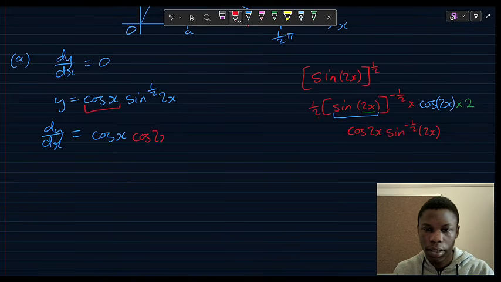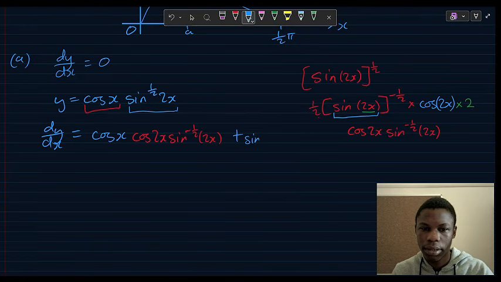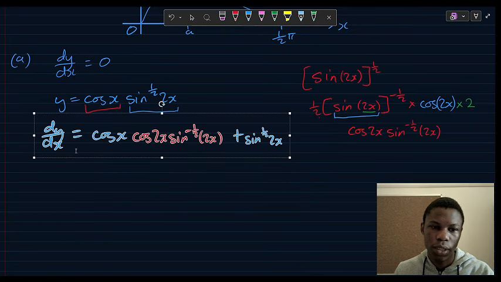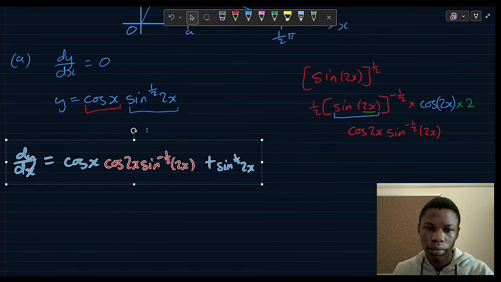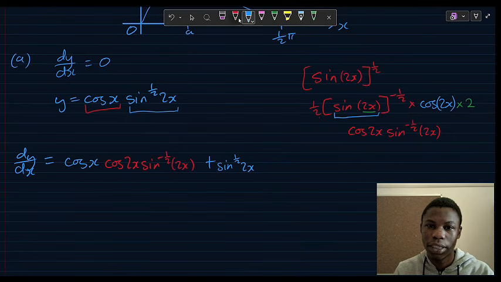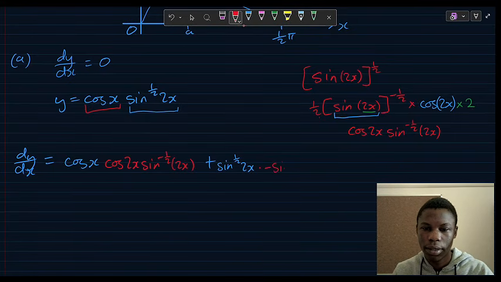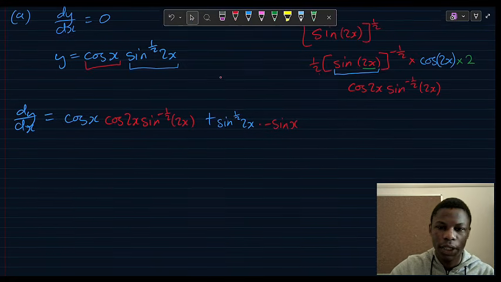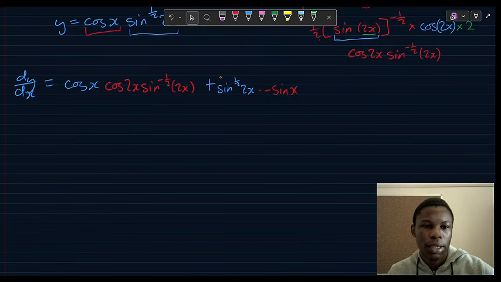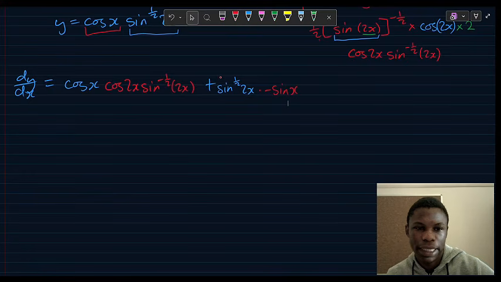Got cos 2x sine to the negative half 2x, plus, now we're going to hold the sine to the half 2x, and we want to differentiate the cosine of x. So if you differentiate cosine of x, you're going to get negative sine of x. This is multiplying negative sine of x. All right, perfect. That is our dy dx. It does not look nice at all. What is the best way to simplify this?